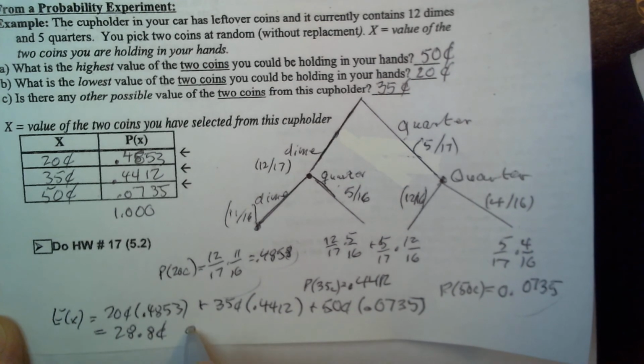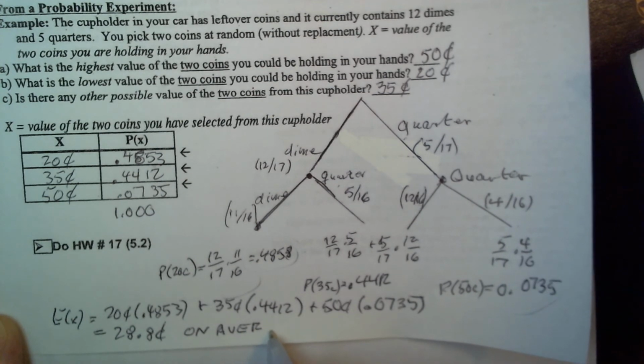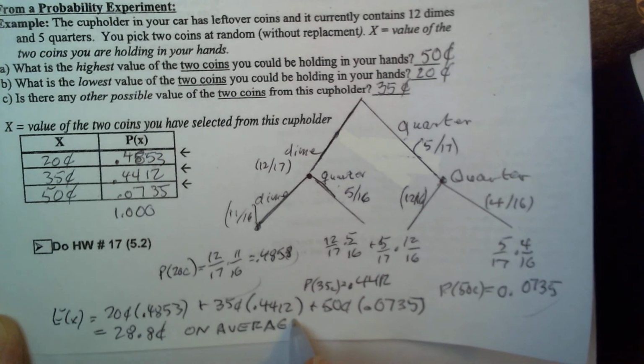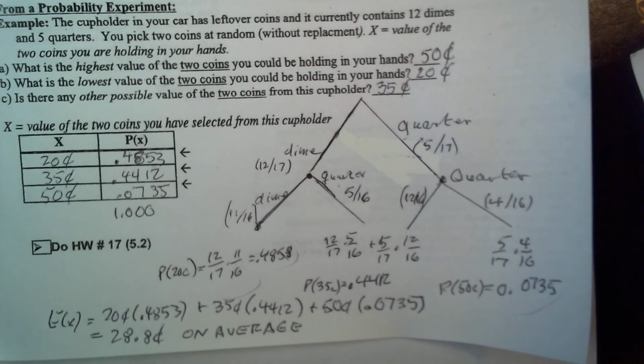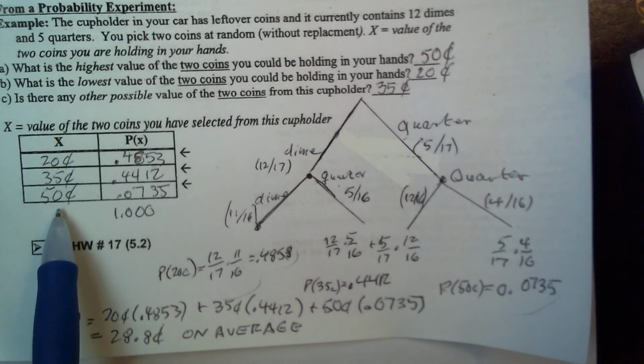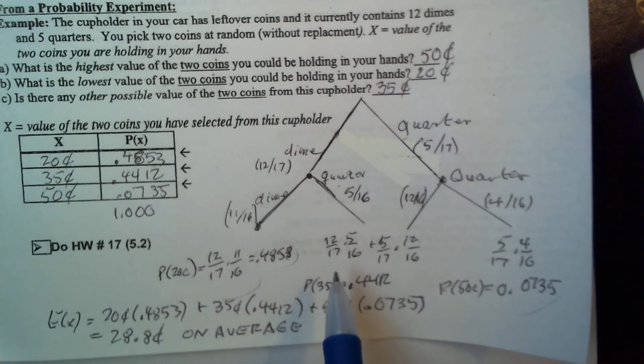Now that's on average. What it really means is that you obviously will never have 28.8 cents in your hands. That's impossible. The only possibilities are 20 cents, 35 cents, and 50 cents. But if you reached in there many, many times, on average, you would have 28.8 cents. So let's say you repeat choosing two coins 100 times, then the average would be about 28.8 cents in the long run.